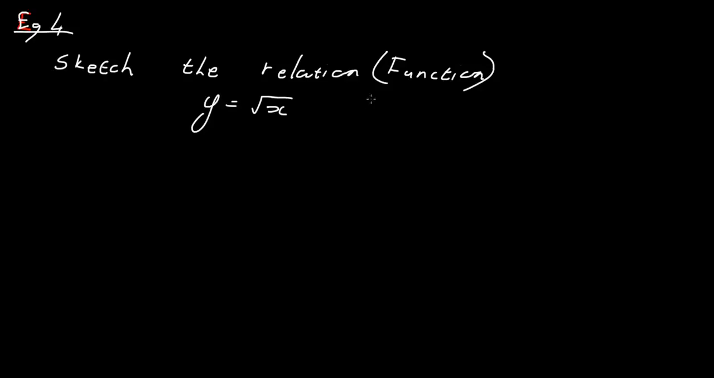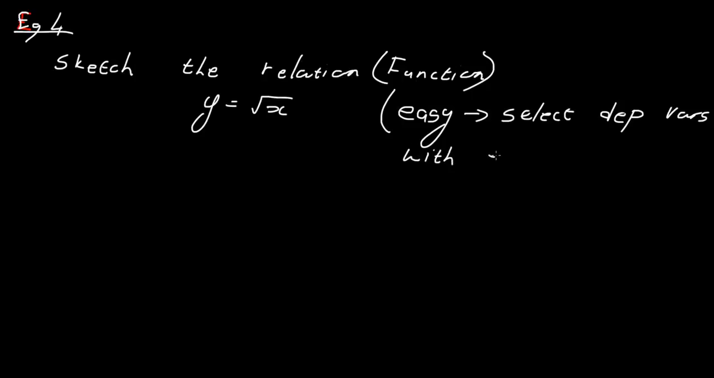Then they say, to make it easy, select dependent variables, i.e. x values, with easy square roots. So numbers with easy square roots are 1, 4, 9. It's all your square numbers. 1 squared is 1, 2 squared is 4, 3 squared is 9, 4 squared is 16.